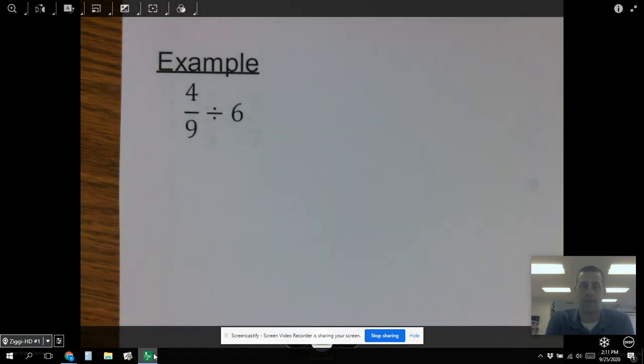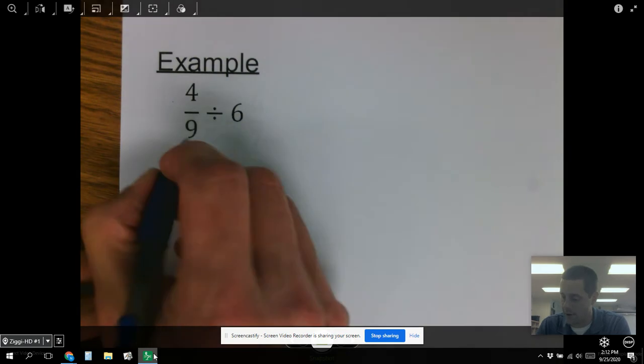All right, our second example is on the screen. Please copy it down and work through it with me. The example is 4/9 divided by 6. Now, just like the multiplication of fractions, we can't do anything until all of the values in the problem are in fraction form. The 4/9 is good to go.